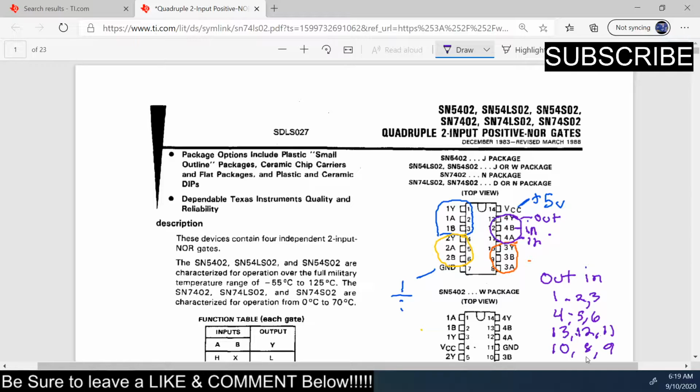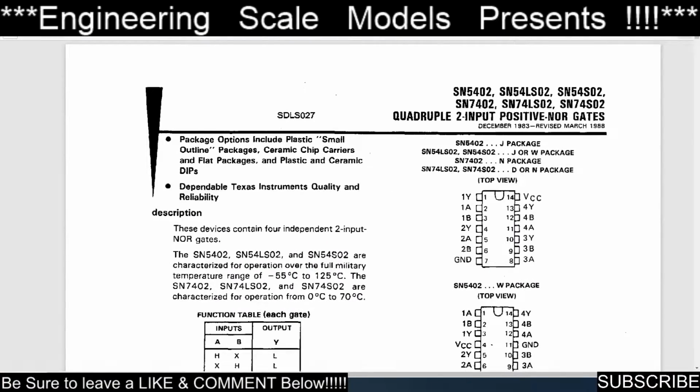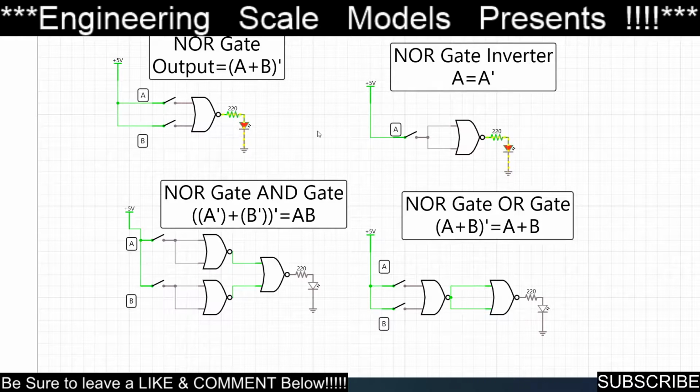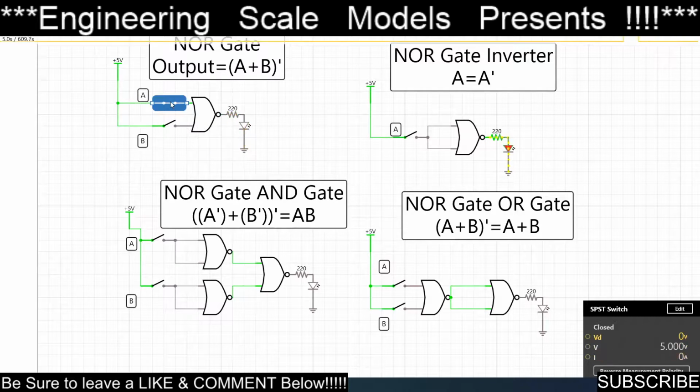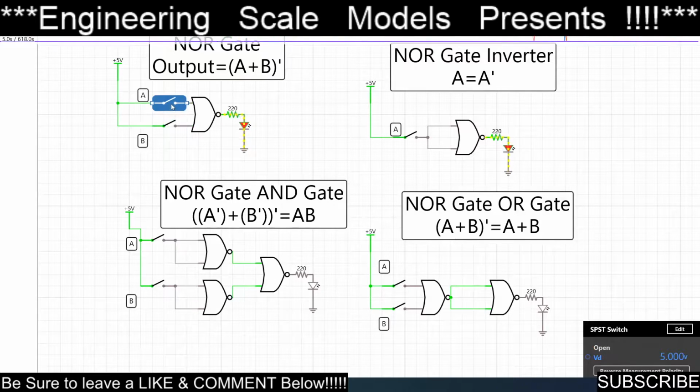Now let's take a look at how it is universally compatible to make all these gates. I can never find my mouse. Okay, let's take a look at this diagram here. This is your standard NOR gate. This is the symbol for a NOR gate, and as you can see, the circuit is open and I am having the LED light up. If I put a high on any one of these, the LED immediately goes out. If the high is on both, it stays out. So that's our truth table.